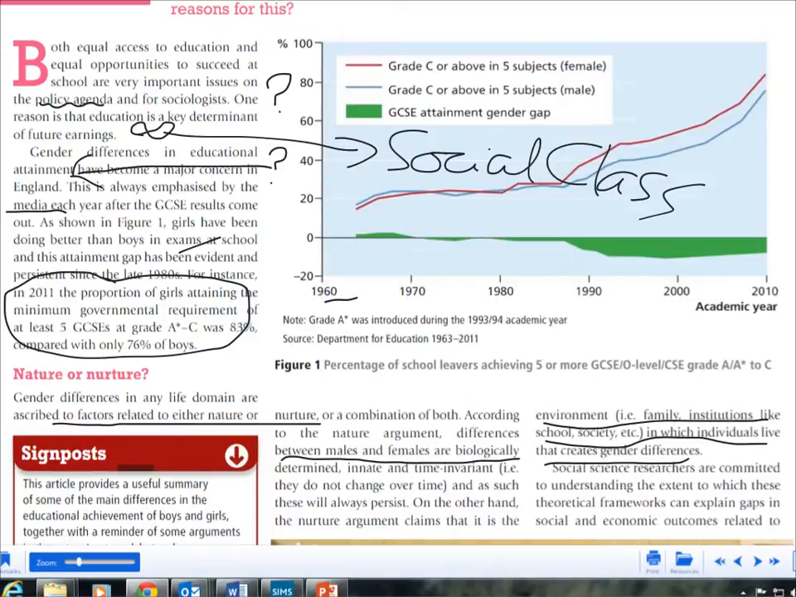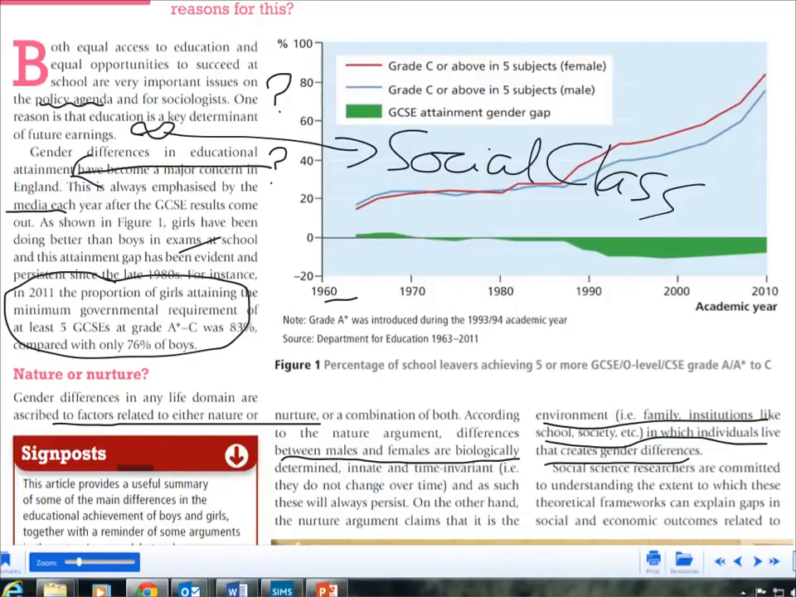As shown in figure 1, girls have been doing better than boys in exams in schools, and this attainment gap has been evident and consistent since the late 1980s. For instance, in 2011, the proportion of girls attaining the minimum government requirement for at least 5 A-star to C GCSEs was 83, compared with only 76 of boys.